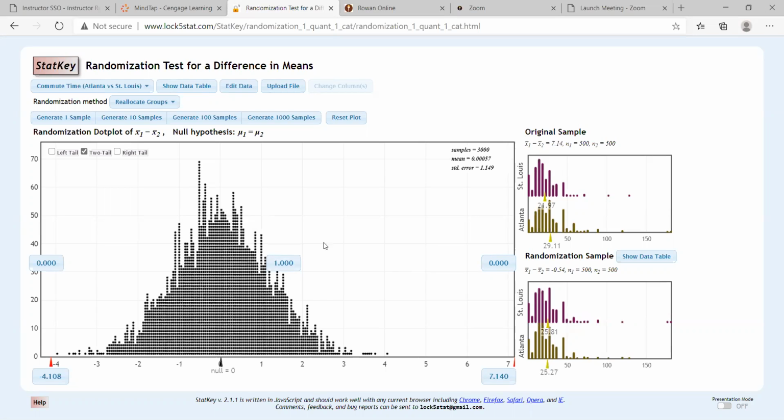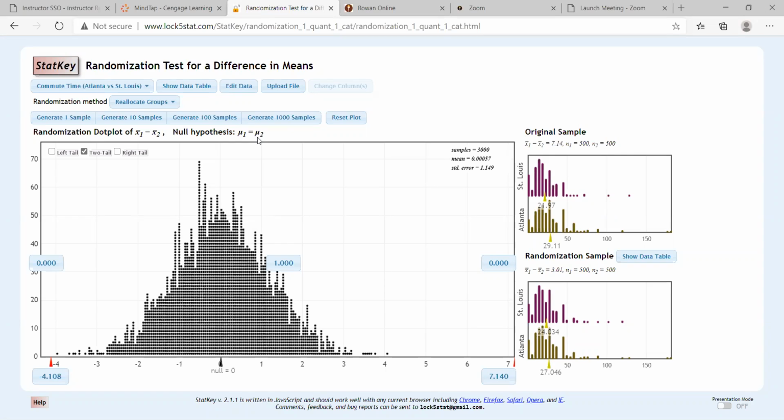Well, this is a clear case where the sample statistic is so far away from 0. This difference between Atlanta and St. Louis is so much different that we're going to reject the null and conclude there is a difference between the Atlanta commute times and St. Louis commute times.